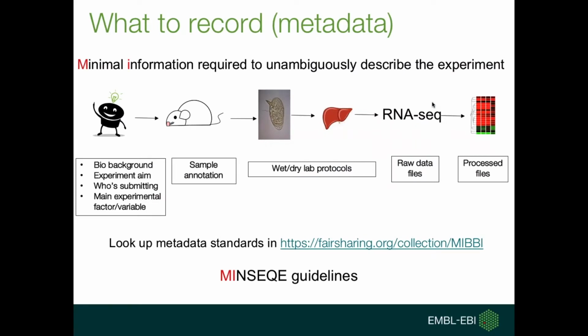As I started to say earlier, it's not just about the data. You also need to collect metadata, which is information about the data that gives it context. It's the minimal information required to unambiguously describe the experiment. This includes the experimental background, what the aim of the experiment was, who did it, what the main variables were, the types of samples that you had, and the protocols that you used, both in the wet lab and in the dry lab, so when you're analyzing your data, the raw files and the processed data files as well.